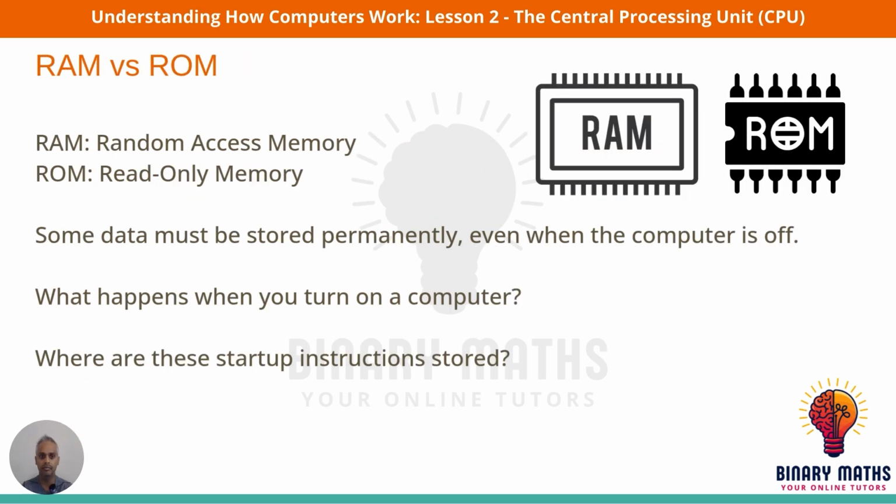Let's have a look at RAM and ROM and what they do in a computer. RAM stands for random access memory, while ROM stands for read-only memory. RAM is a type of volatile memory, meaning it loses its data when the computer is turned off. It's used for temporary storage while the computer is running, allowing the CPU to access data quickly.